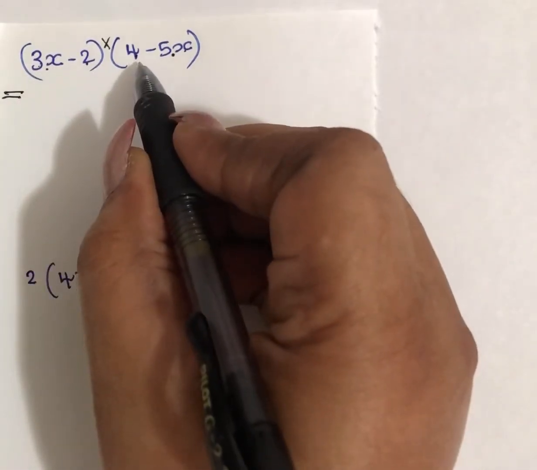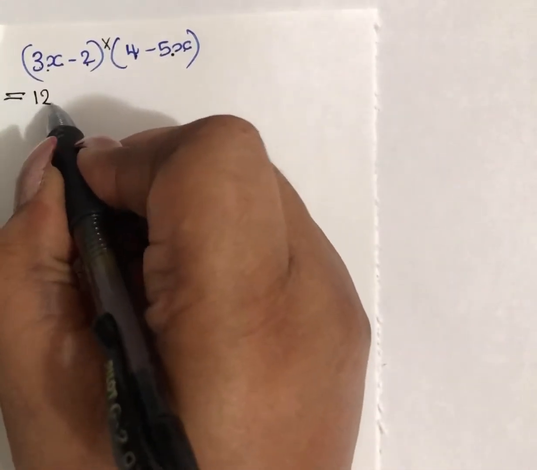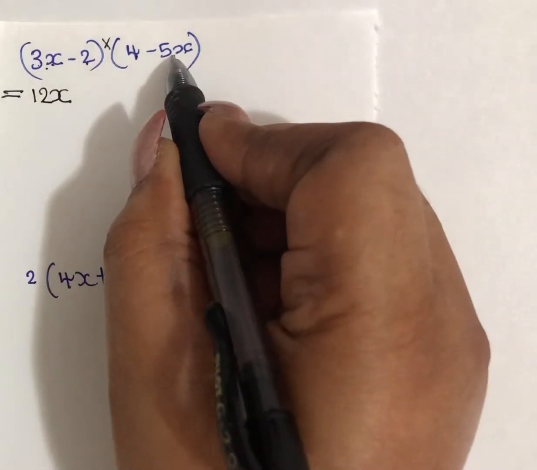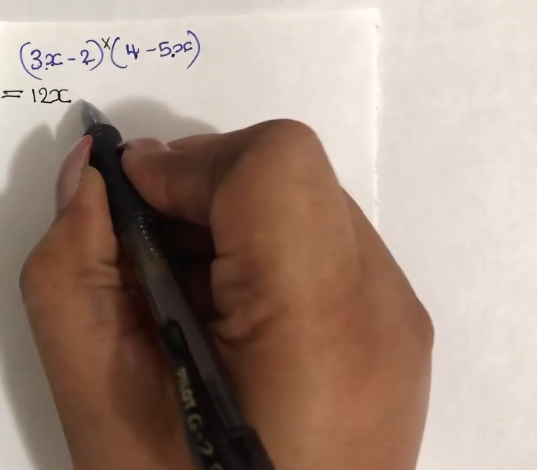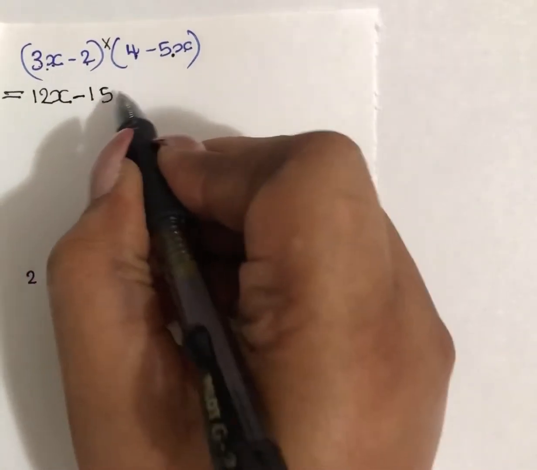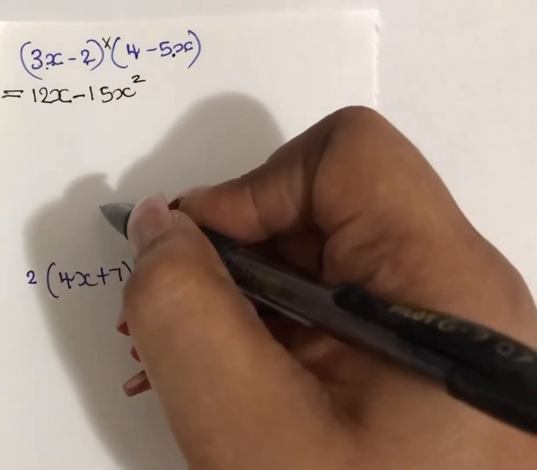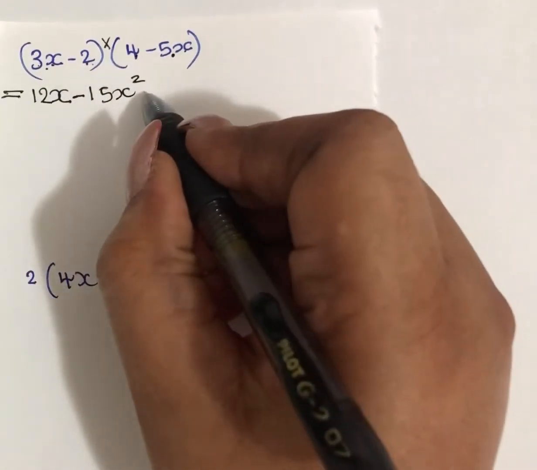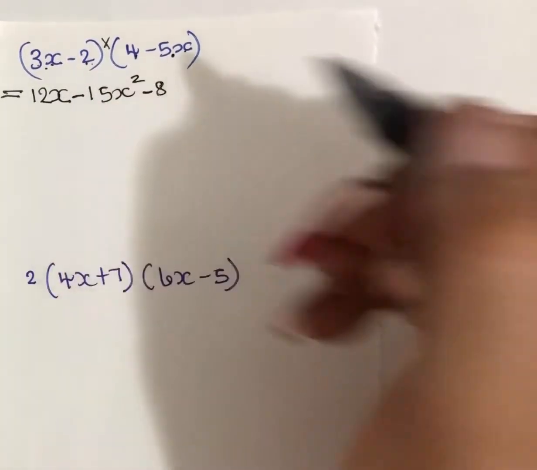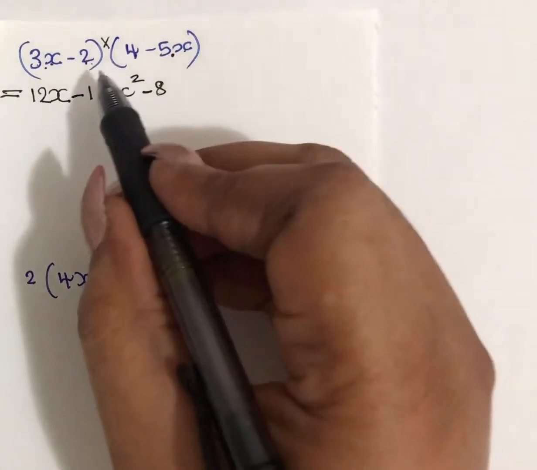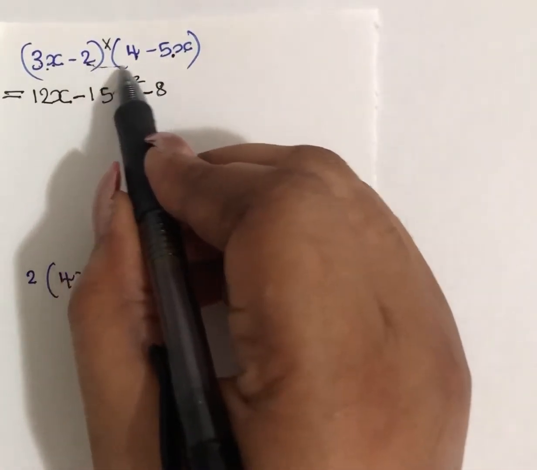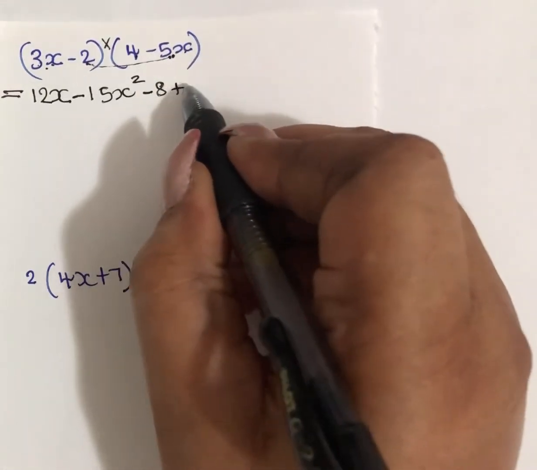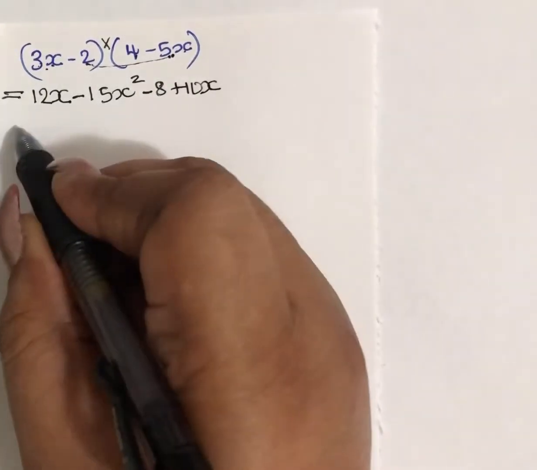3x multiplied by 4 is 12x. 3x multiplied by negative 5x will give us negative 15x squared. Negative 2 multiplied by 4 yields negative 8. And negative 2 multiplied by negative 5x will give us a positive 10x.